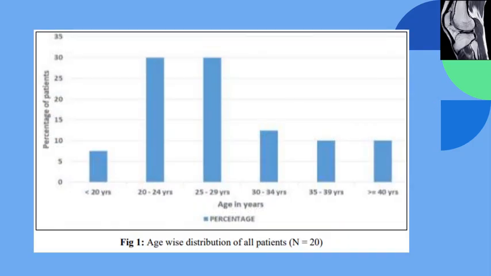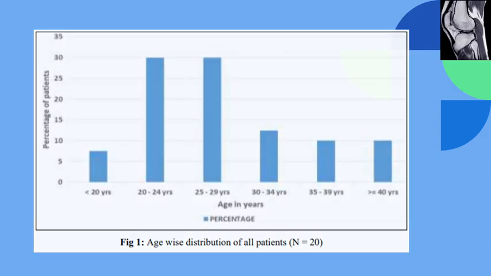This is the bar diagram showing age-wise distribution of ACL tear in all patients. Mostly the highest incidence is seen between 20 to 30 years of age, as this age population is highly involved in strenuous activities, sports, and other highly workaholic activities.